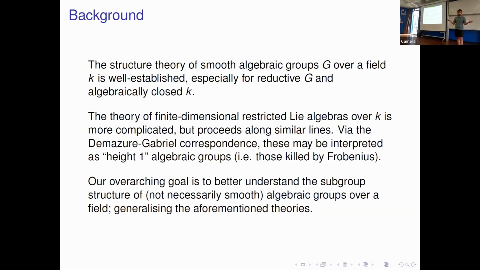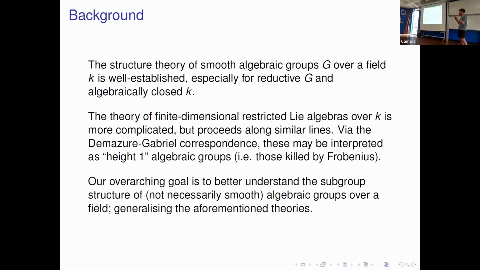However, restricted Lie algebras can be interpreted as algebraic groups via the Demazure-Gabriel correspondence. They're a particular type of height 1, killed by the Frobenius map, and the underlying space has precisely one point, which is why they've often been ignored classically, because there's nothing there. But in a scheme theoretic sense, there's quite a bit there. So these two theories unite quite nicely as algebraic groups.